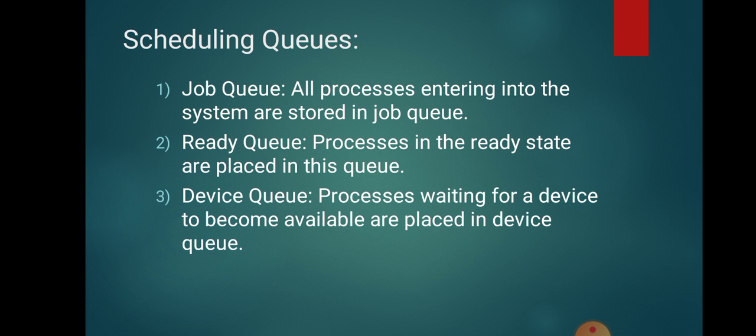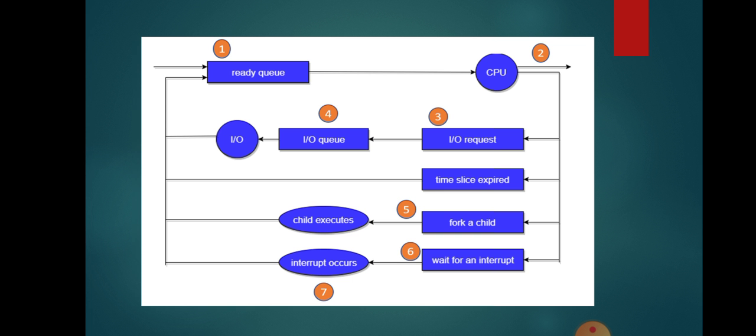So these are the three main queues of scheduling: job queue, ready queue and device queue. Clear? Now there is one diagram showing how processes are placed in the ready queue and the device queue. Within circles I have mentioned the numbers 1 to 7. By default, all the processes are placed in the job queue. After that, each job goes to the ready queue. If a process is ready for execution, it is placed in the ready queue. Now the CPU is going to execute the processes.